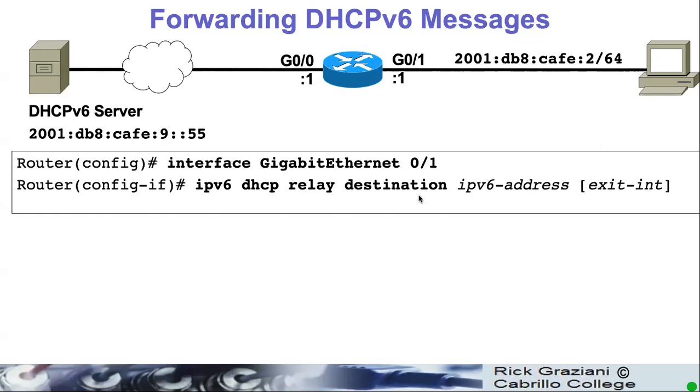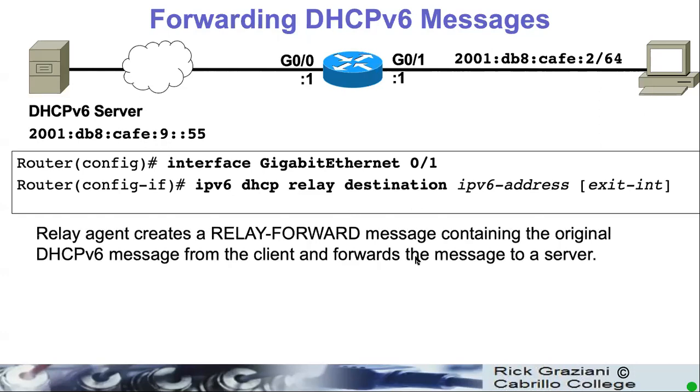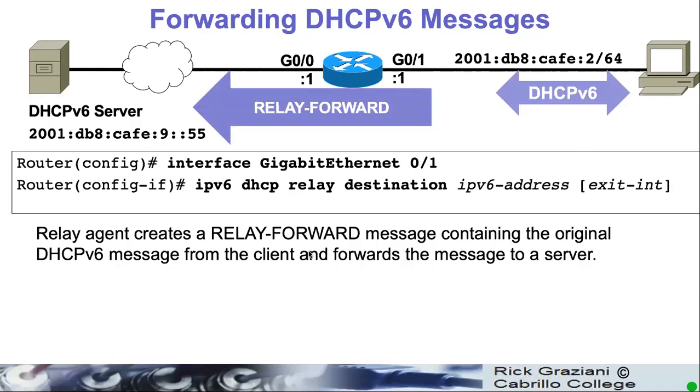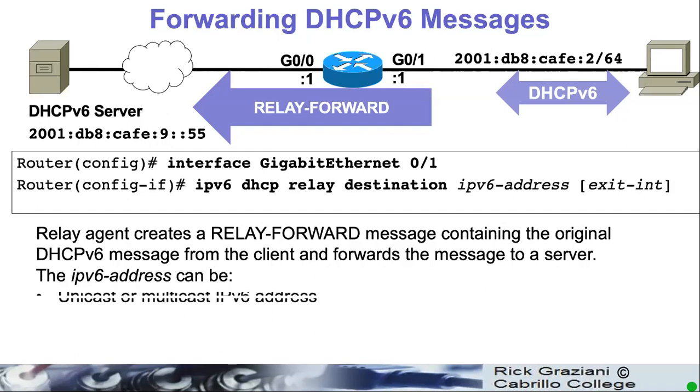This is basically forwarding those DHCPv6 messages from the client, which typically come as a multicast, to the server as a unicast, and then back from the server for the messages coming from the server to the client. So the DHCPv6 messages will be forwarded by the router. We can do this as either a unicast or a multicast.